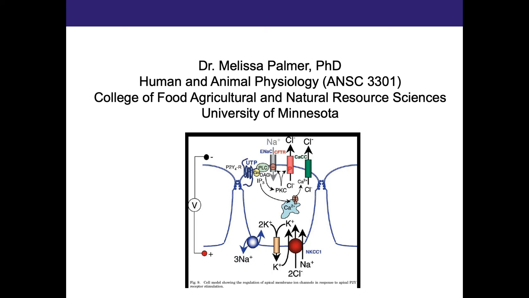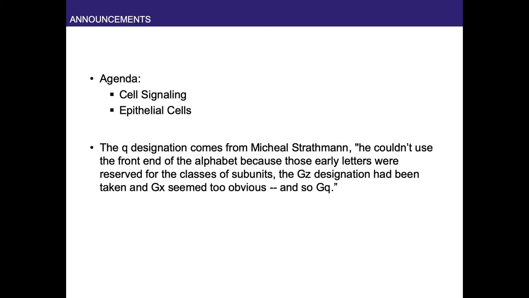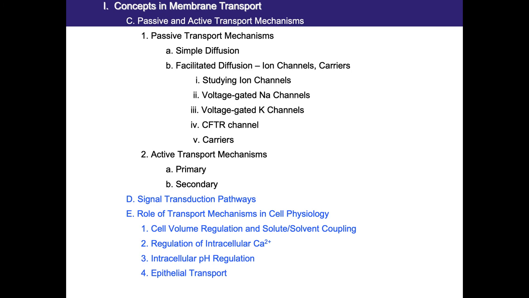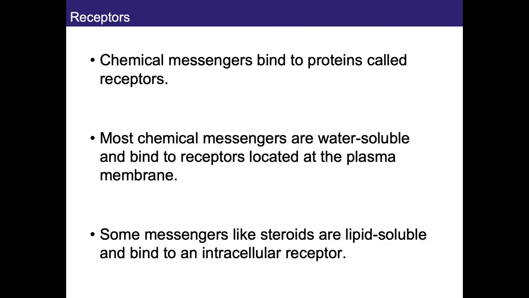We just finished with active transport mechanisms, primary and secondary. Let's now talk about signal transduction pathways. So receptors basically are proteins that are integral proteins. They're inserted into the plasma membrane. And chemical messengers, like ligands, bind to these proteins called receptors.